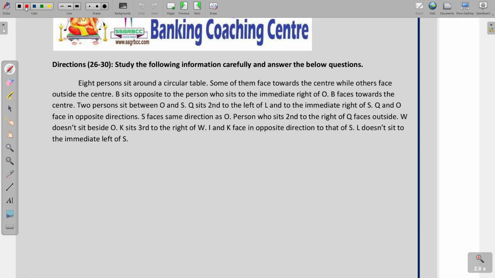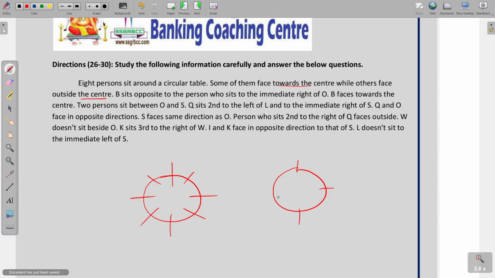Study the following information carefully and answer the questions given below. 26 to 30. 8 persons sit around a circular table. Some of them face towards the center while some of them face outside the center. So, here I am taking 8 persons 1, 2, 3, 4, and again 1, 2, 3, 4. Some are facing the center, some are facing outside the center.